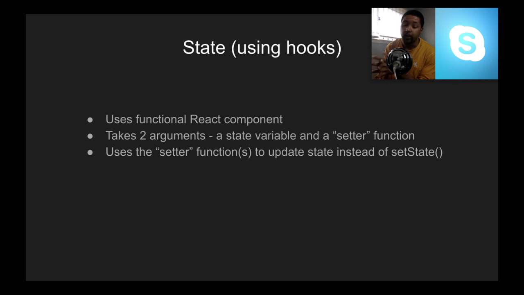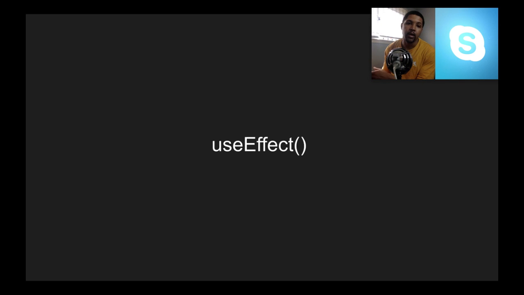So when you're using state with hooks, you're going to use functional React components. They take 2 arguments. It's going to be the state variable itself and then the name of the setter function that's going to update that variable. And again, we're going to use the setter function always instead of setState. So you're never going to use setState to update a hook. So fundamentally different things, but important to understand that.